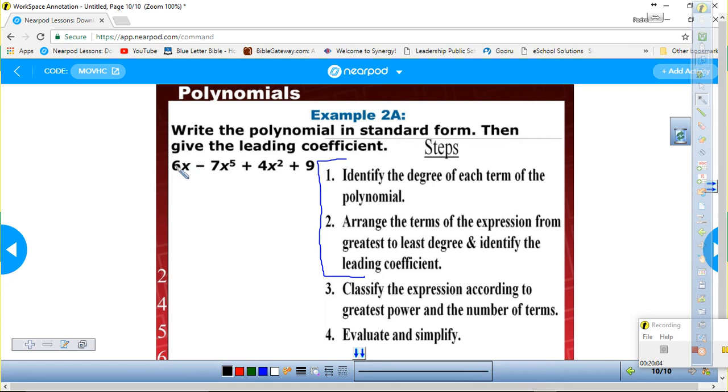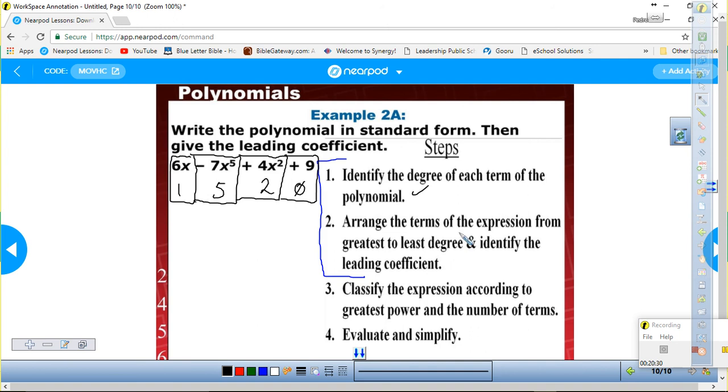So I'm going to do a think aloud. Here it goes. I need to find the degree of each term or each monomial. Let's see. This monomial is first degree. This one is fifth degree. This one is second degree, and this one is 0 degree. All right, so I did that.